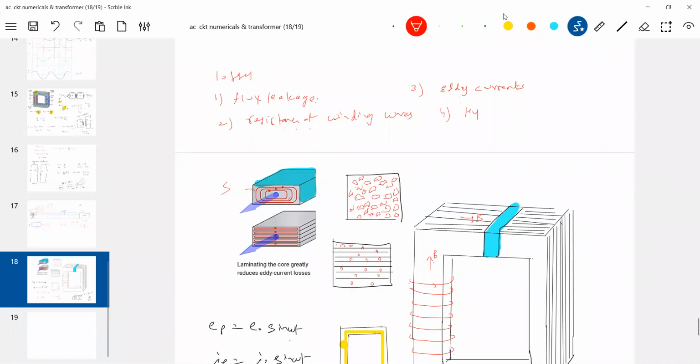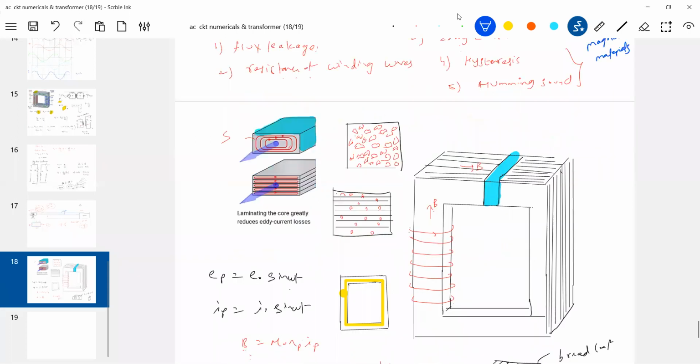The fourth one, hysteresis. You can't understand this now. We'll discuss this in the magnetic chapter. The fifth one is humming sound. These things I'll discuss in magnetic materials because we need the different types of magnets and their behavior also. So for the time being, 1, 2, 3 are the losses; hysteresis losses and humming sound are also there. If you stand near a transformer, you get some sort of sound, no? This is called humming sound. These two I'll discuss in magnetic materials.